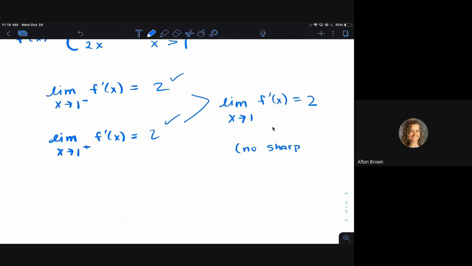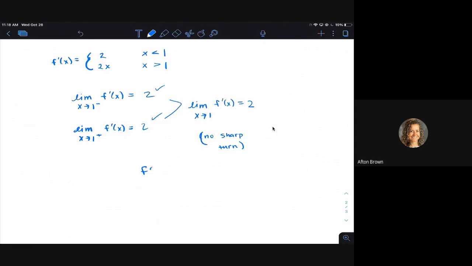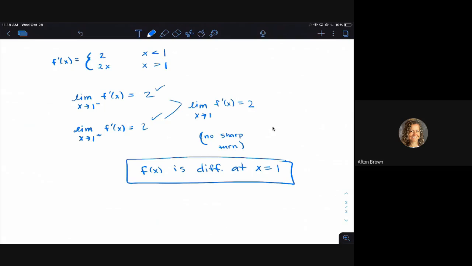So if they equal each other, that means that there is no sharp turn, which is great. That means as we approach one side, the slope was 2 and the other side was 2, so it would be smooth. So then I can conclude f of x is differentiable at x equals 1. Very similar to continuous, but we only have to check the left and the right-handed limits.